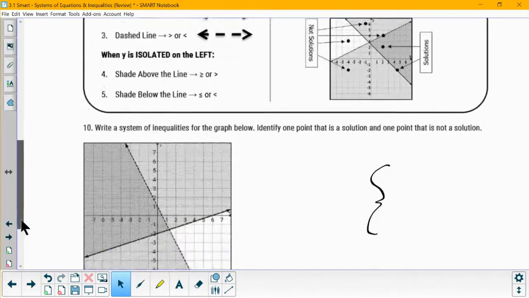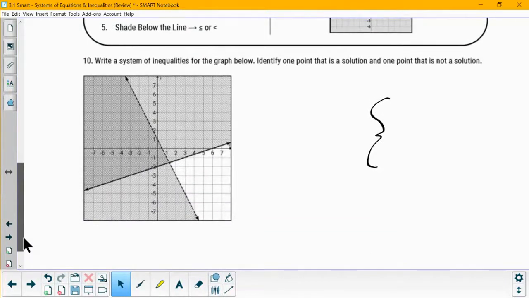So let's look at our graph. We are going to write a system of inequalities for the graph below. We're going to identify one point that is a solution and one point that is not a solution. So first, you have to write your equations. My suggestion is to always identify your y-intercept first. So I'm going to work with this dashed line to begin with.